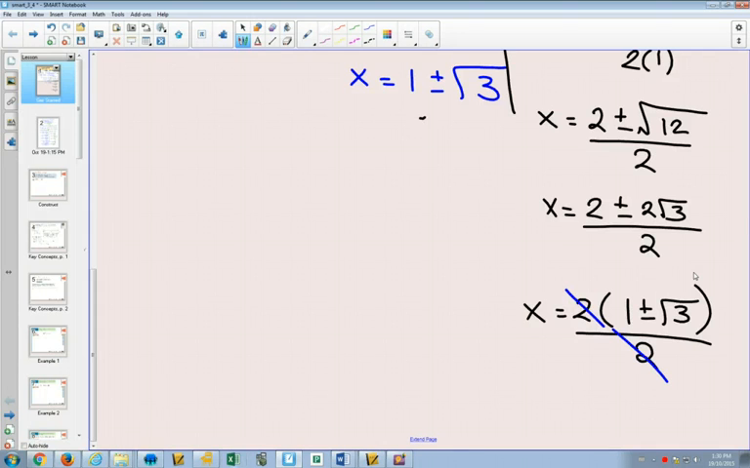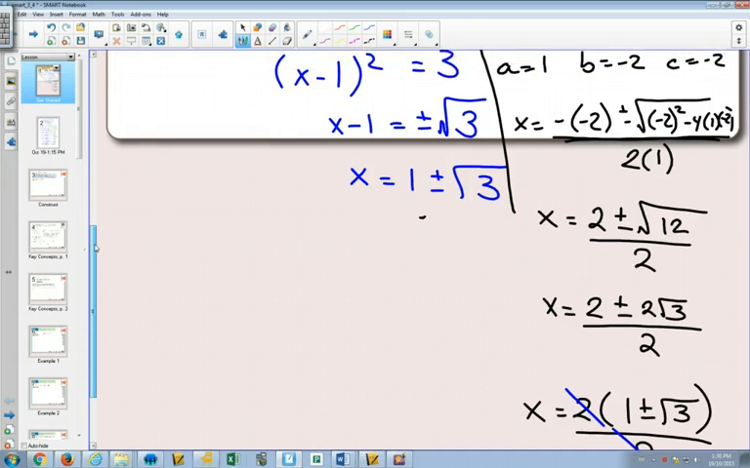I can scroll back up. Is that far enough?